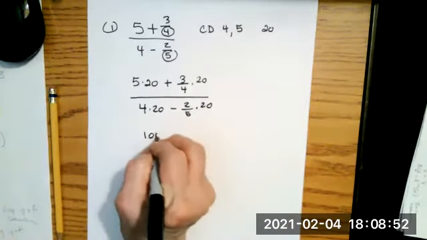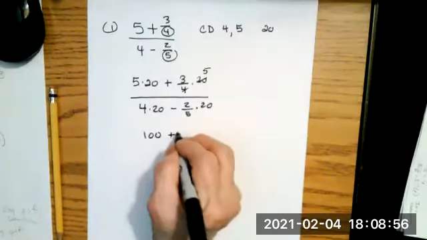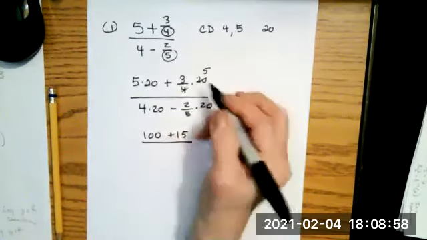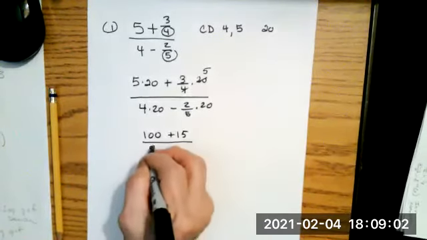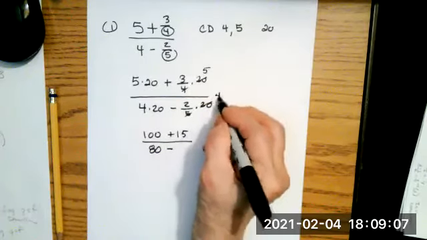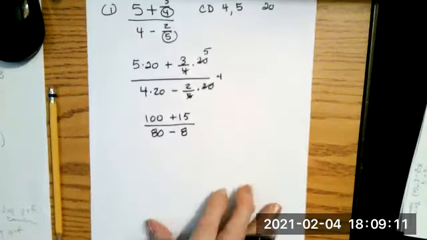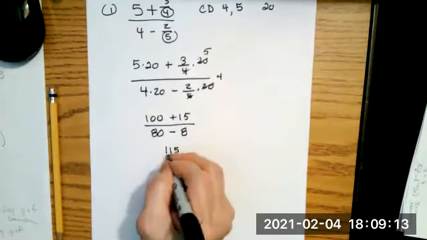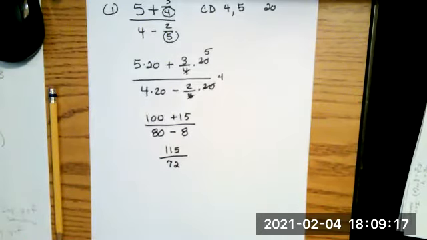So we'll have 100. The 4 will cancel into 25 times. So you'll have 15 because 3 times 5 is 15. 4 times 20 is 80 minus 5 will go into 24 times. 4 times 2 is 8. So it looks like that we have 115 over 72. So that would be your answer.